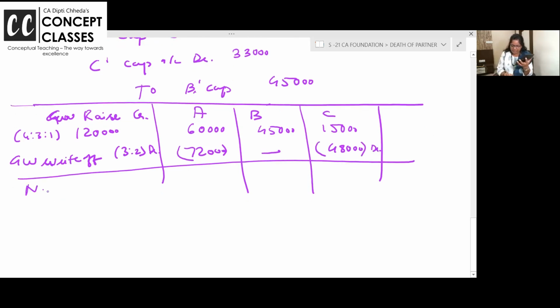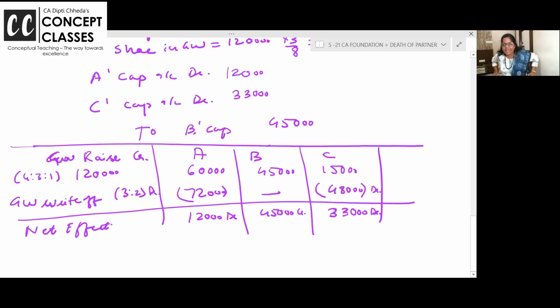Chalo, net effect. 12,000 debit. 45,000 credit and 48 minus 50. 33,000 debit. Is this clear to all of you? Same answer you will get what you get in the gaining ratio.